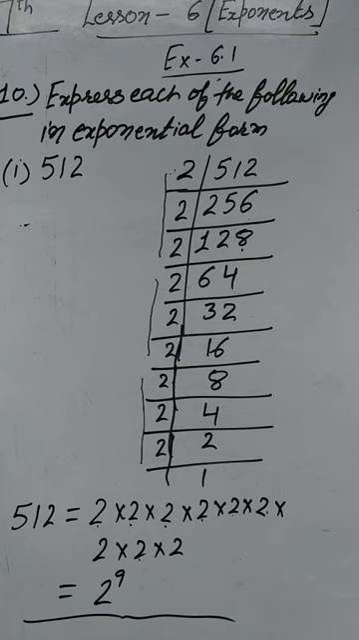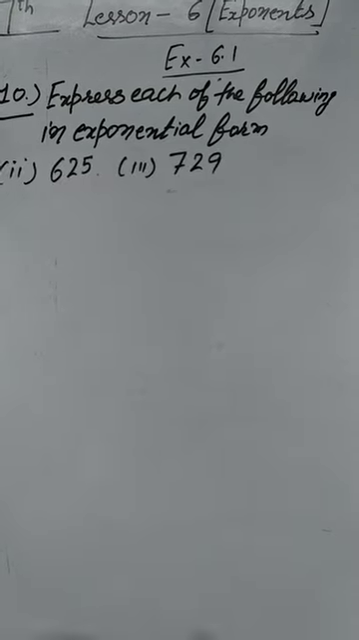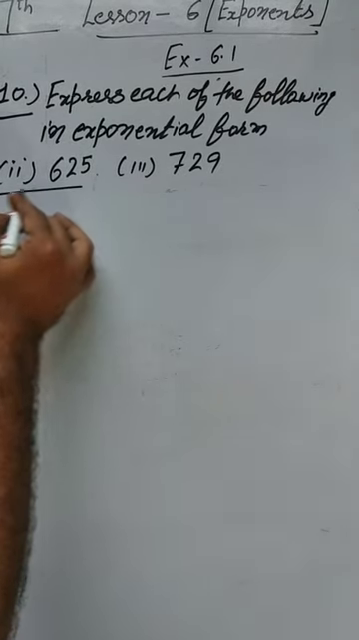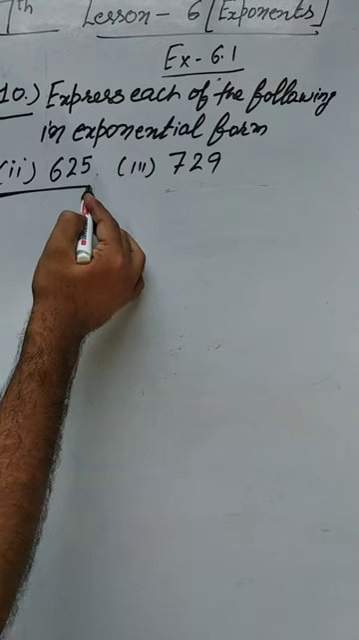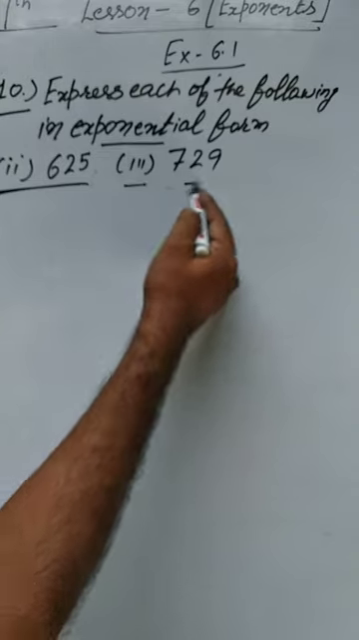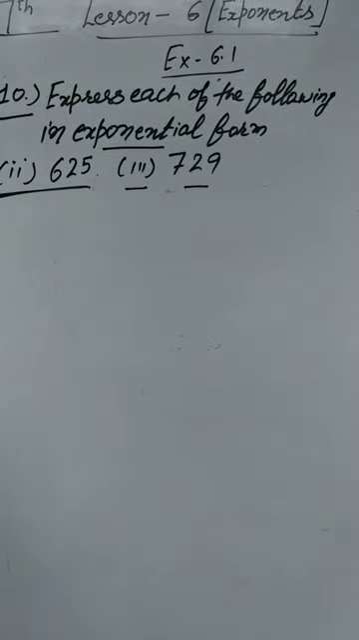And similarly beta, its 2 parts are pending. You have to try these 2 parts by yourself. Yes beta, question 10th, first part I have explained. Second part is you have to write 625 in the form of exponential, and third part is beta 729. Okay beta, I hope the practice problems whatever I have given to you, you will solve them easily.